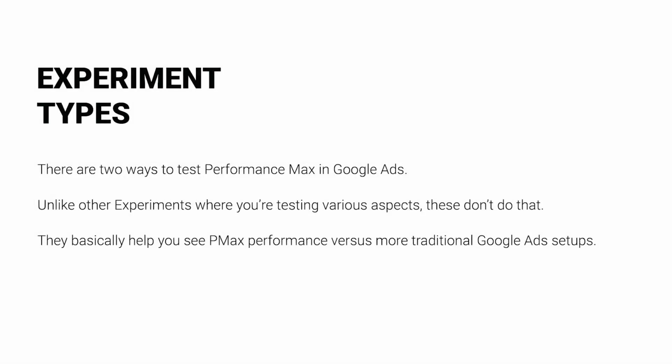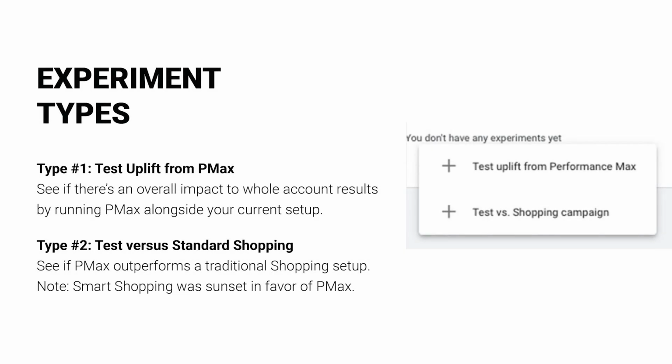There are two ways to run experiments on Performance Max campaign types. The thing is, unlike other experiments where you're testing various aspects and you can be pretty specific, these aren't really that. It basically helps you see if Performance Max outdoes the more traditional Google ad setups that many marketers still use. So let's review the two experiment types that they offer.